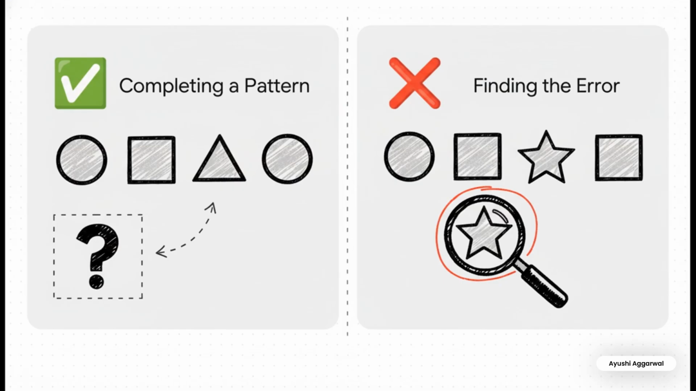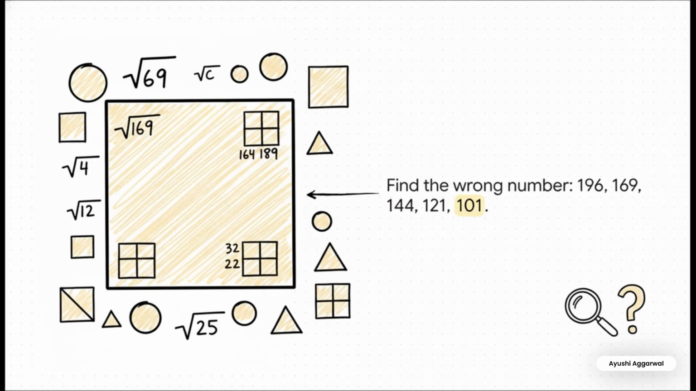Think of it this way. In find the next term questions, you assume the pattern is correct, and you just continue it. But in find the wrong term questions, you're like a detective. You have to figure out the pattern and then find the one number that doesn't fit, the one that's breaking the rule. Okay, time to put our skills to the test.